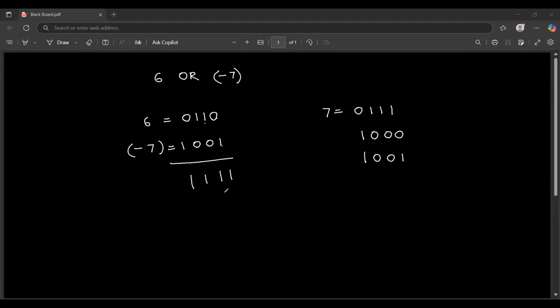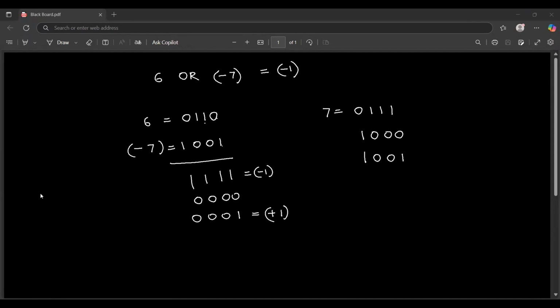So let's do that. First of all, converting it back to the 1's complement, then we have to add 1 to this. So it will be 0001, which means this is the positive 1. So this is equal to -1. So 6 OR -7 is equal to -1 in the 4-bit 2's complement system.